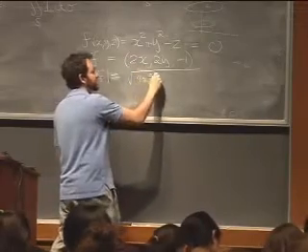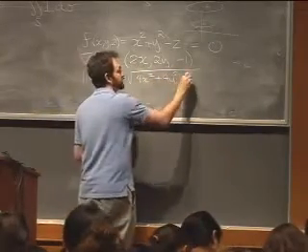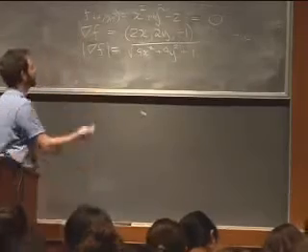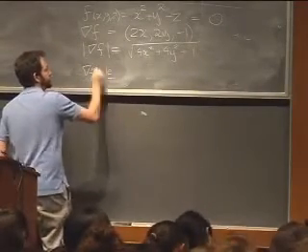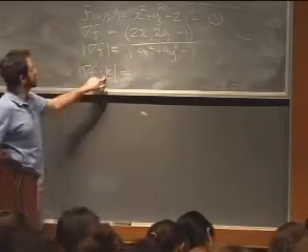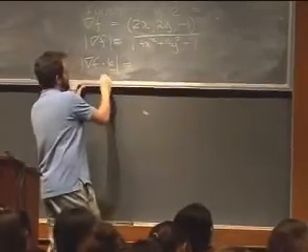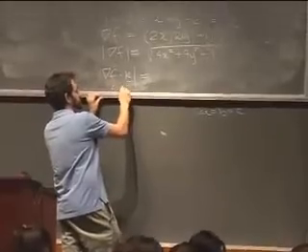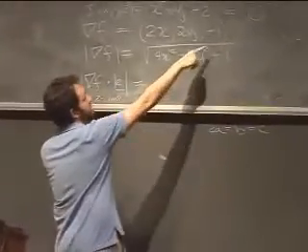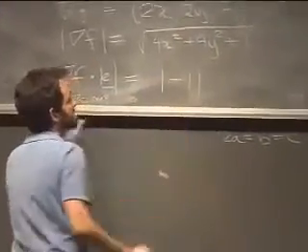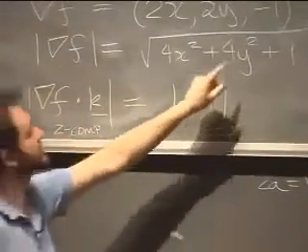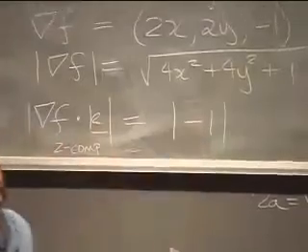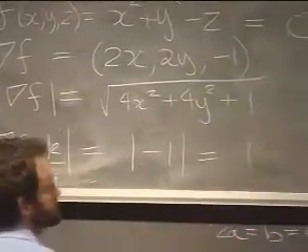4x squared plus 4y squared plus 1. And the other thing we need is the z component, which is the absolute value of minus 1. So even if you don't remember what k is and just remember, oh, method, I just take the z coordinate and put it there. That's what you have to do.